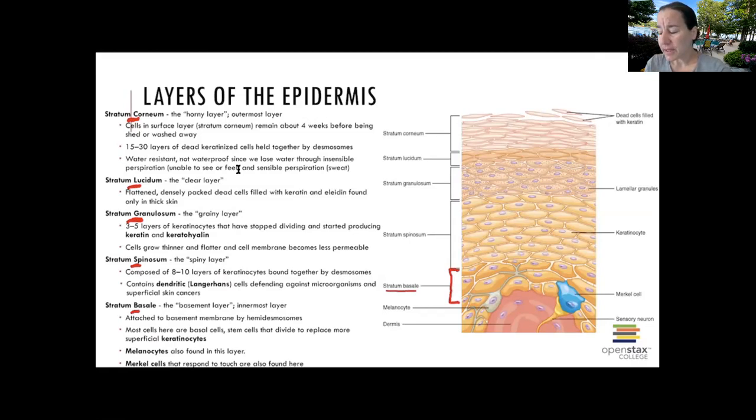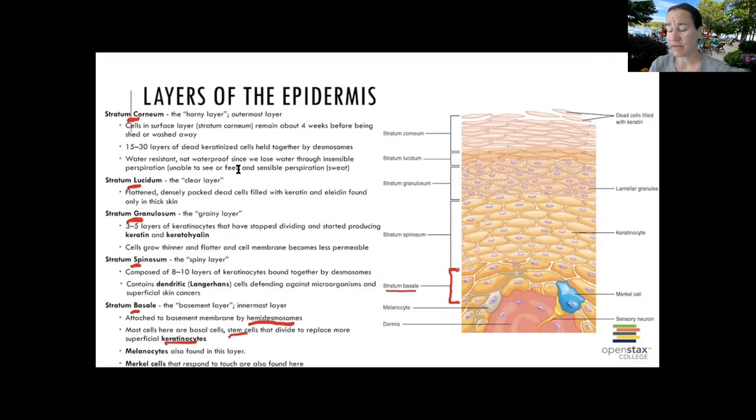It's going to be attached by hemidesmosomes. Remember we talked about desmosomes were like this Velcro attachment points from cell to cell. And then the hemidesmosomes were half of the Velcro, and they were on the bottom attaching to the basement layer down there. So they're going to have hemidesmosomes. They are filled with the stem cells that are going to produce those keratinocytes.